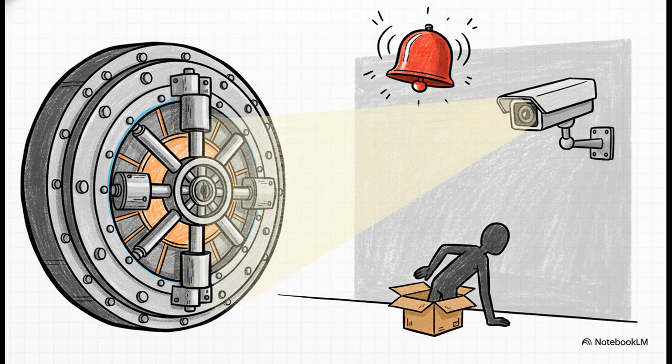And lastly, you absolutely must have eyes on the inside. Deploy runtime security tools like Falco or Cilium. These tools sit in the background and act like internal security cameras, instantly alerting you if a suspicious shell starts up inside a pod or if a sudden privilege escalation happens.